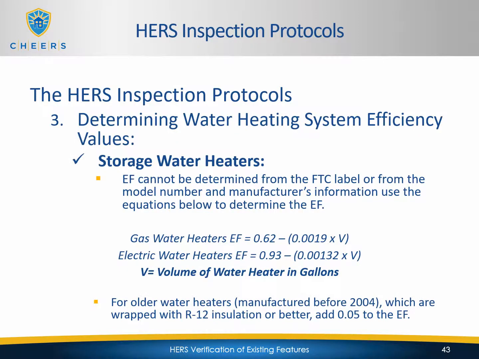If for some reason the energy factor cannot be determined from the FTC label or from the model number and manufacturer's information, you want to use the equations below to determine the energy factor for the storage water heater. So the formula is the same, but numbers change for the gas and electric water heaters, and those are simple formulas that you follow. So for gas water heaters, the formula is 0.62 minus 0.0019 times the volume, and then for electric water heaters it is 0.93 minus 0.00132 times the volume. V is the volume of the water heater in gallons.